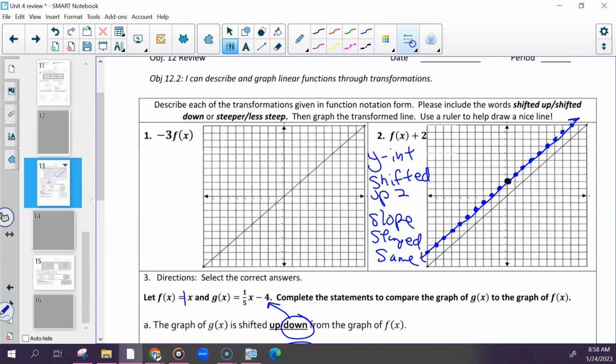Other questions on either page? If no other questions, go ahead and clear off your desk, except for your calculators.